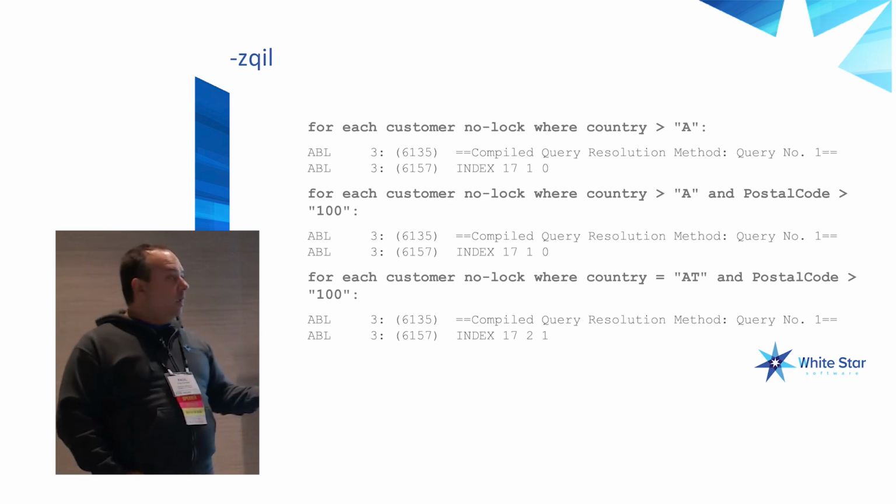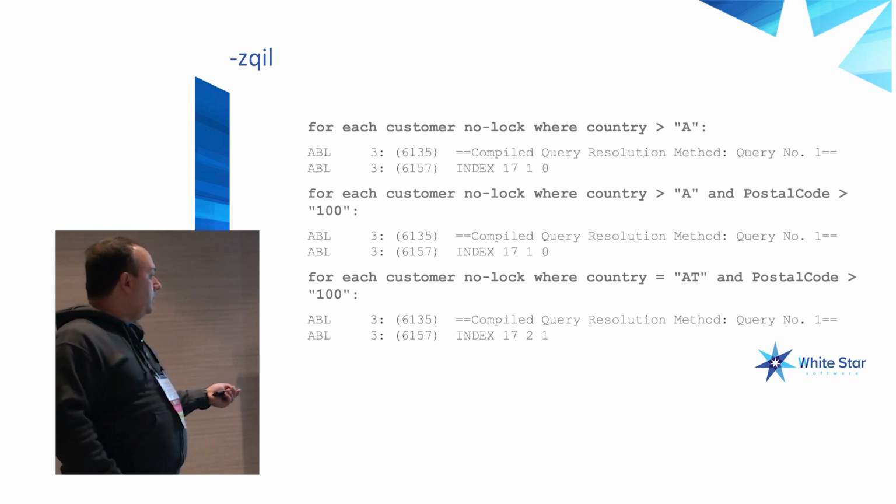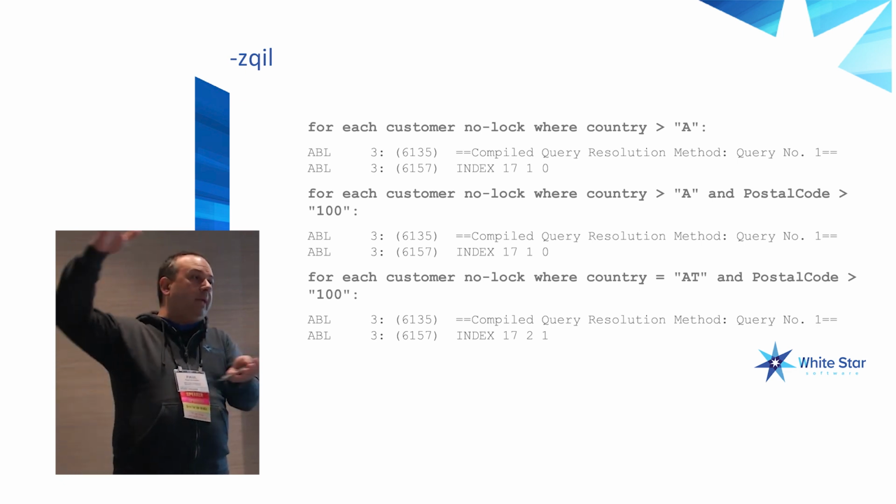But if I use the first field country in an equality match, so country equals Austria and postal code is greater than 100, well, an equality is always an upper bound and a lower bound, right?